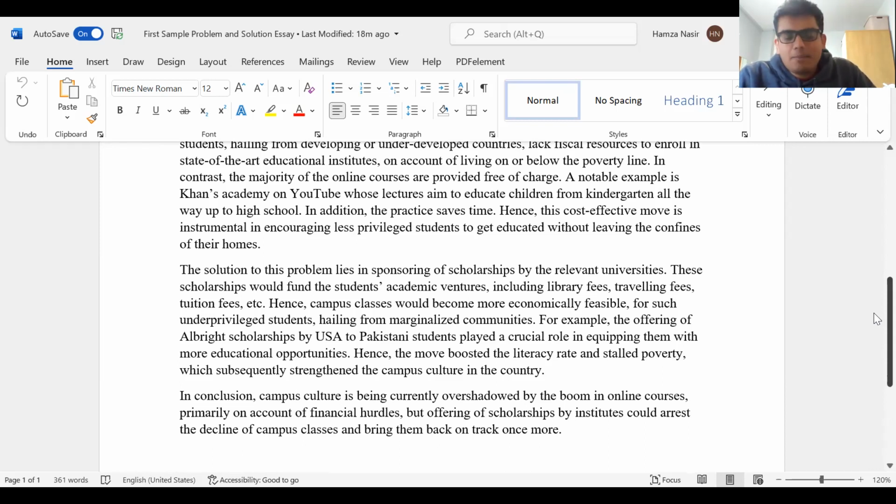Final paragraph. In conclusion, campus culture is being currently overshadowed by the boom in online courses, primarily on account of financial hurdles. But offering of scholarships by institutes could arrest the decline of campus classes and bring them back on track once more.